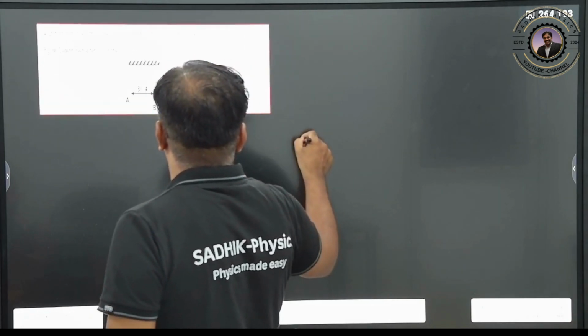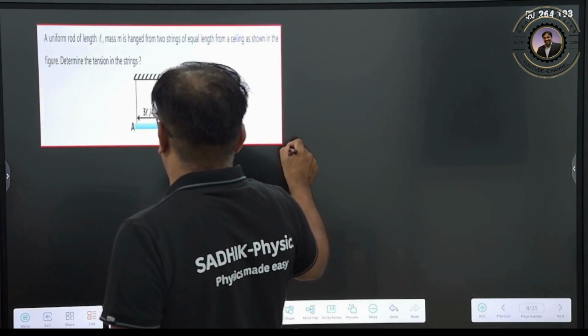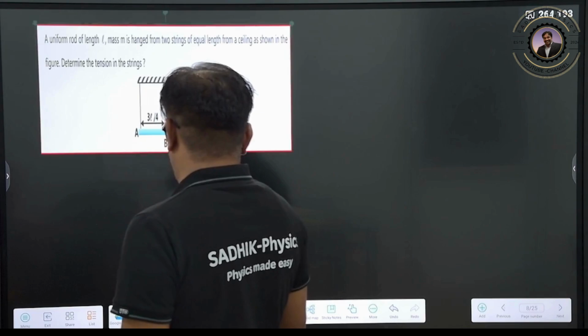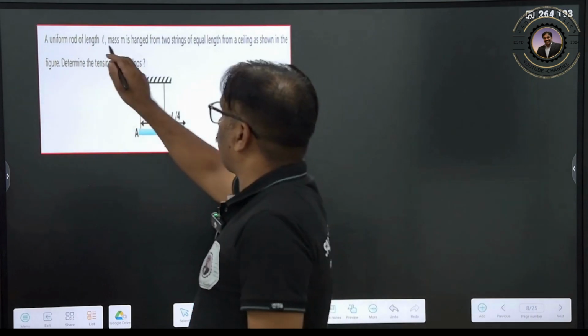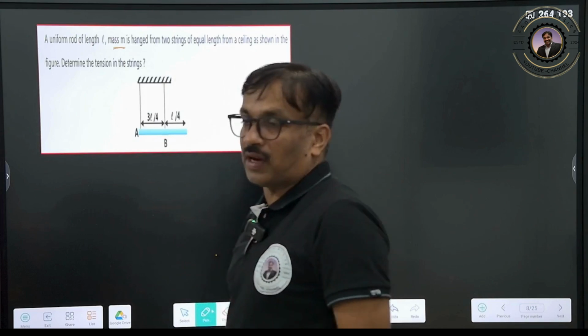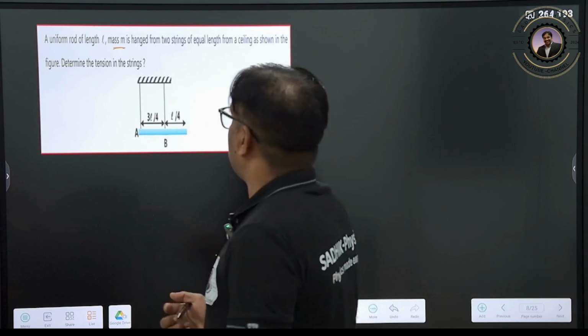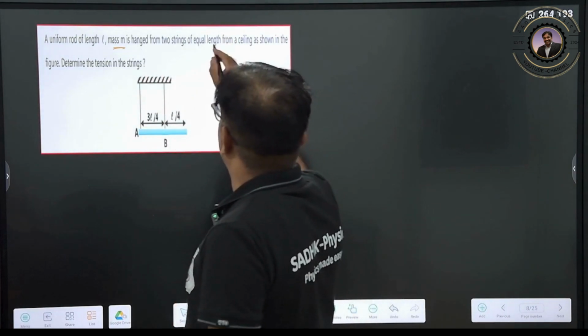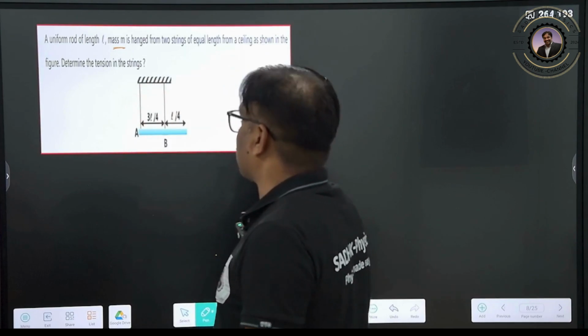Exactly the same way, like what we discussed. A uniform rod is there, no? Of total length L. Its mass is M. Mass is M means what? Definitely it will act downward. It hangs by the 2 strings of equal length from the ceiling as shown. Determine the tension in the strings.